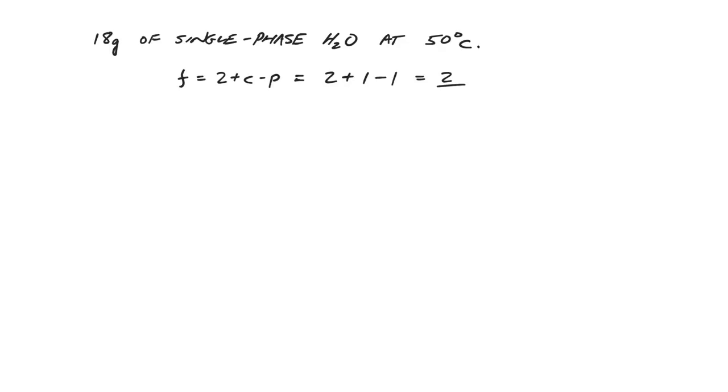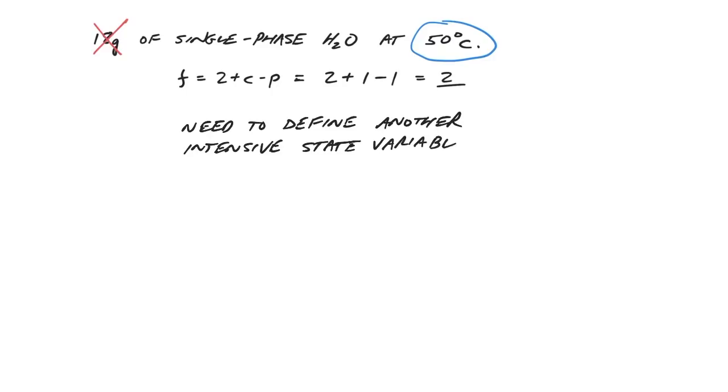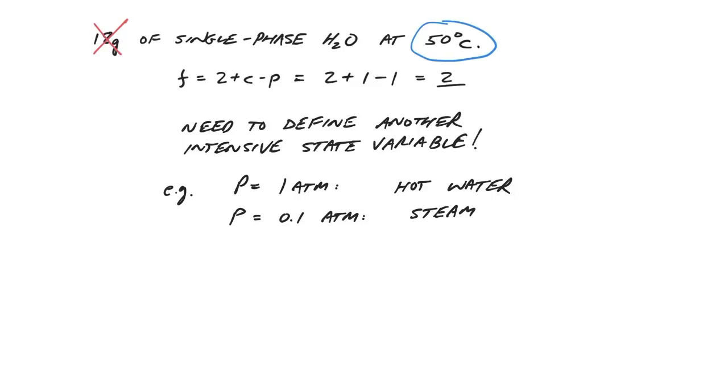We seem to have two state variables defined here, the temperature and the total mass. But the mass of the system, 18 grams, is an extensive property that defines the size of the system. We don't have any other extensive properties to compare it to determine an intensive property. Thus, so far we have only defined one intensive property, the temperature. So Gibbs' phase rule is telling us that we have an underdetermined problem. We would need to define some other intensive property of the H2O to define its state. For example, we could set pressure to 1 atmosphere, in which case we would have hot water. Or we could define pressure to be 0.1 atmosphere, in which case we would have steam.